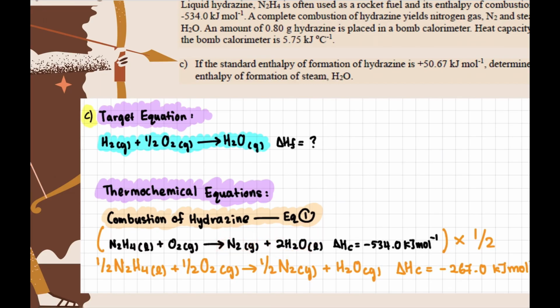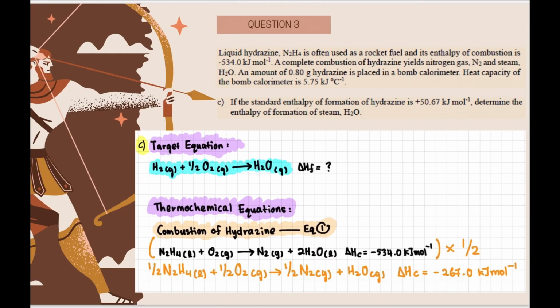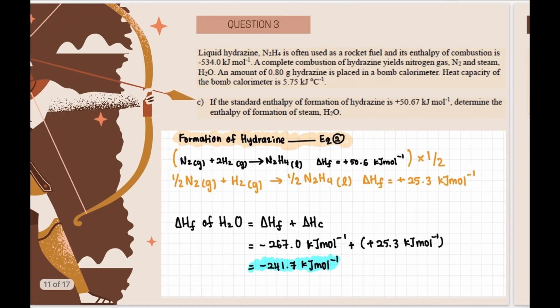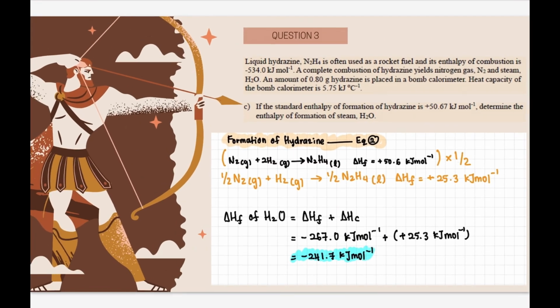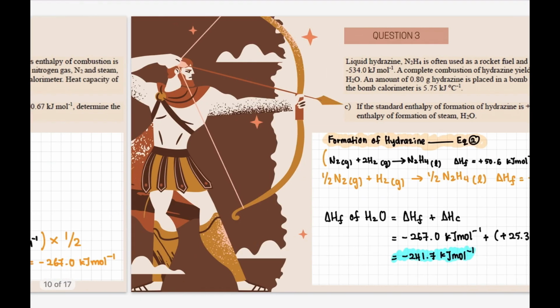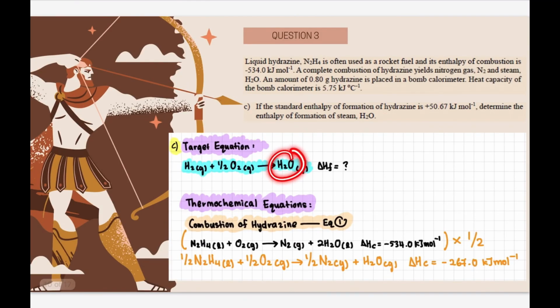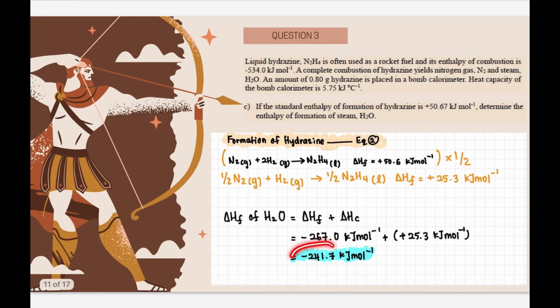Okay, and then what do we do? Okay, the second equation is this, N2 plus H2 gives N2H4, and then we combine both of these equations. So to get water, the one we want to know is this one. So what can we do? This one minus this one and this one. Alright. So that's why you get this value right here. Okay.